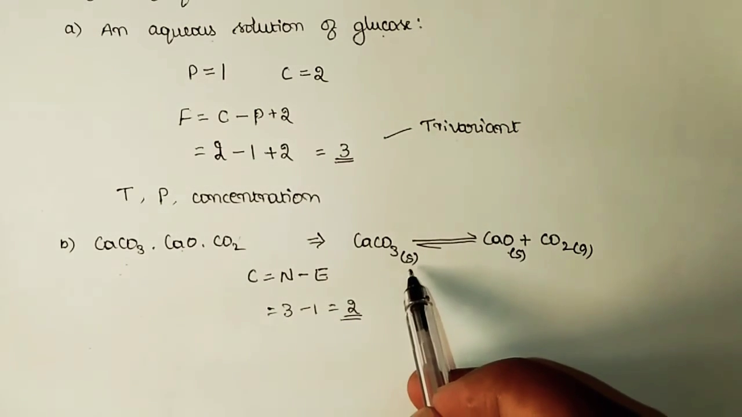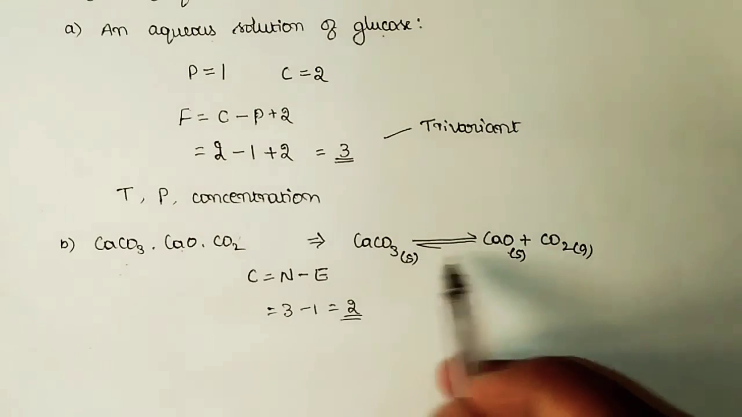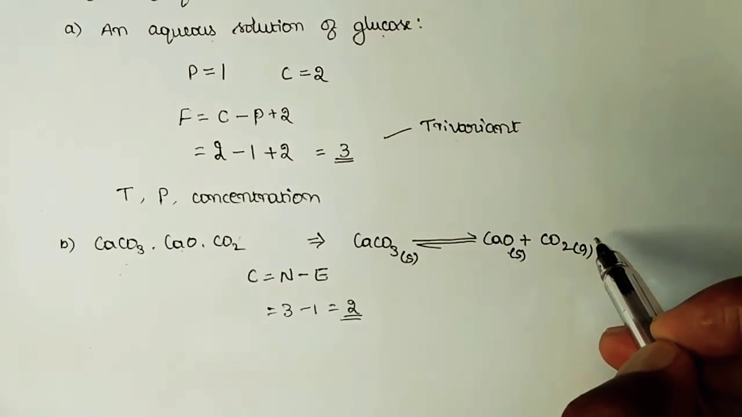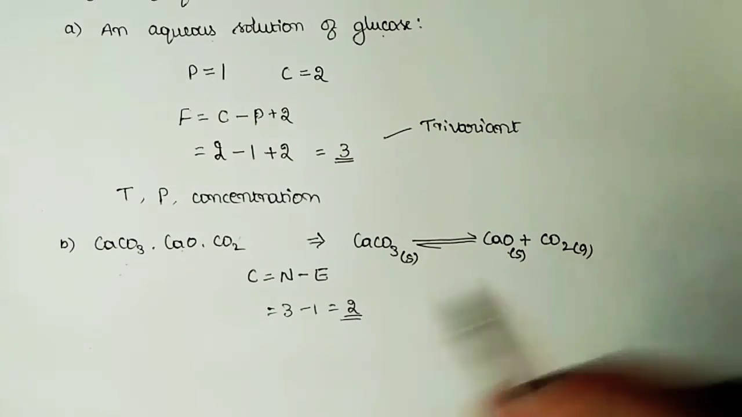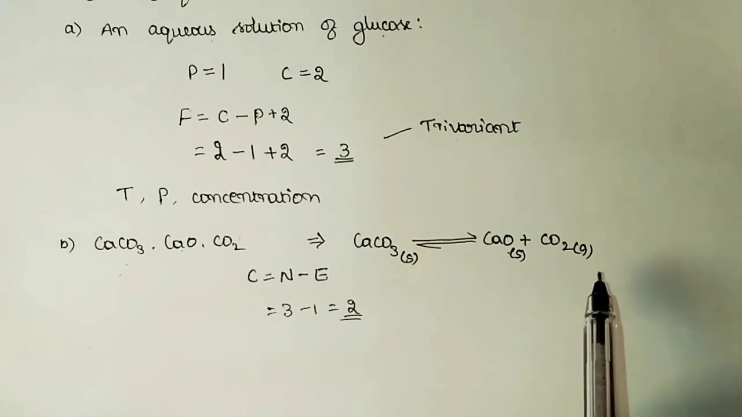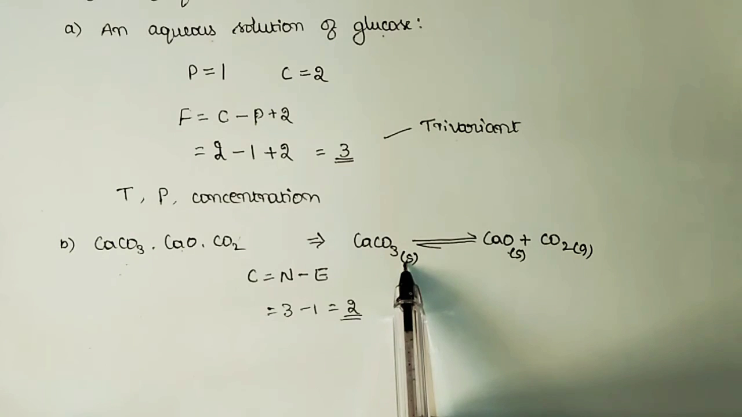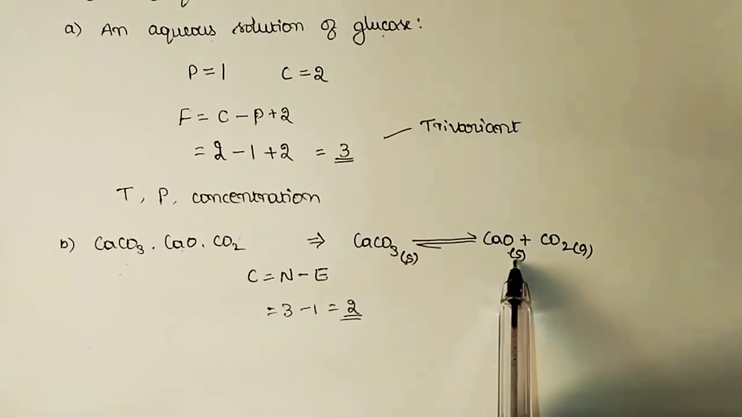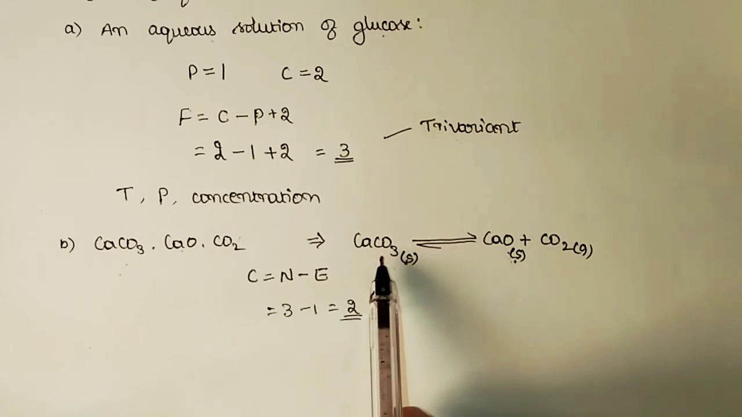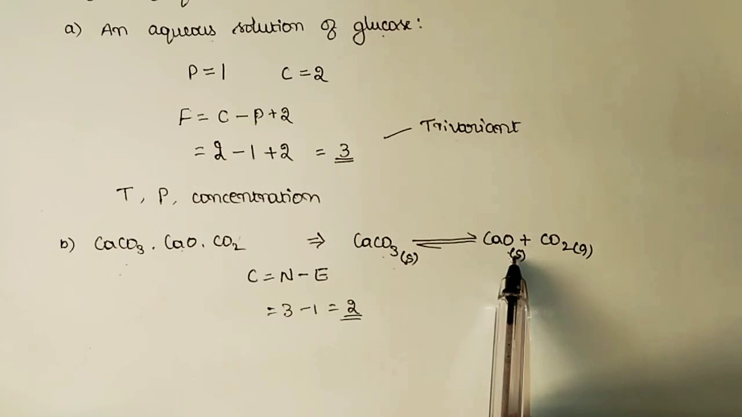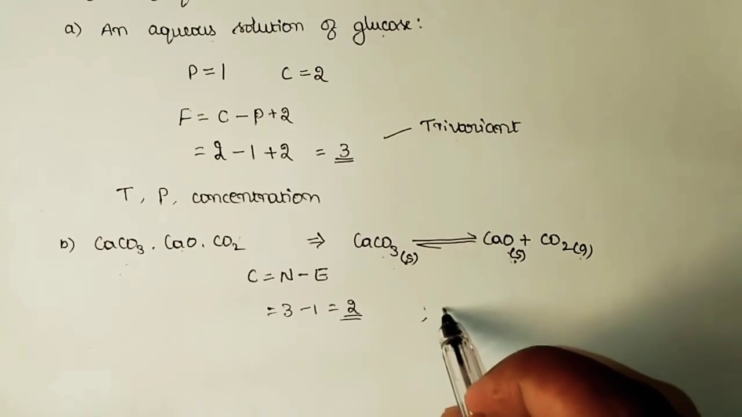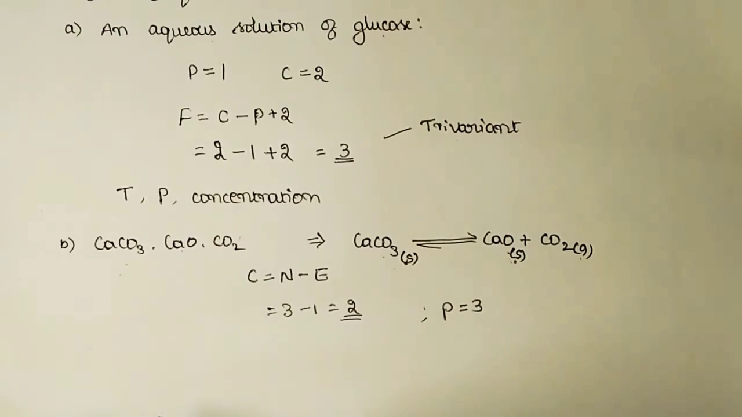So the number of phases, if you consider this particular equation, will be equal to 3 over here, because this calcium carbonate is physically distinct from calcium oxide. Though they are present in the same physical state, they are physically distinct. So this is one solid phase, this is the other solid phase, and this is the gaseous phase. So totally we are having 3 phases. So the number of phases in this system will be 3.